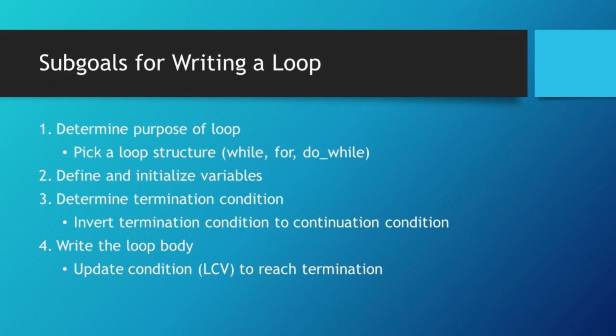For subgoal 2, we define and initialize the variables. For subgoal 3, we determine the termination condition. Then, we invert the termination condition to form the continuation condition. For subgoal 4, we write the loop body. We update the condition to reach termination. We also make sure to change the loop control variable somewhere within the loop.